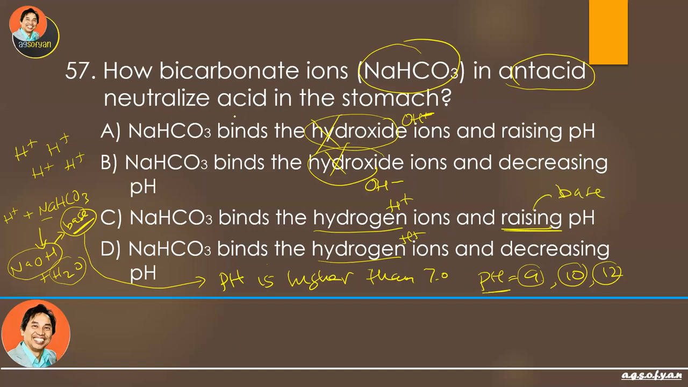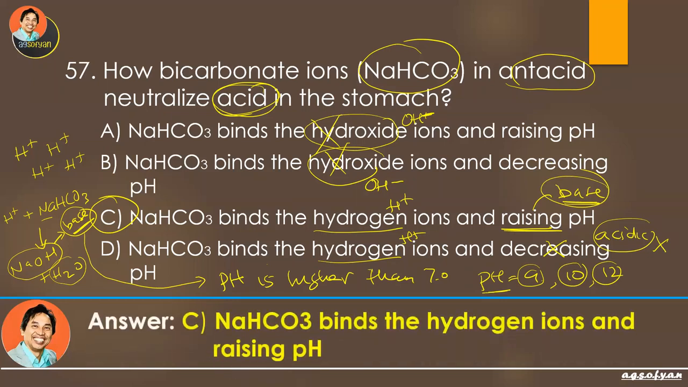Okay, from acid into base. So this should be the answer. So D is incorrect because this decreasing means that it becomes more acidic, which is incorrect. We have to remove the acid, make it base. So C should be the correct answer.